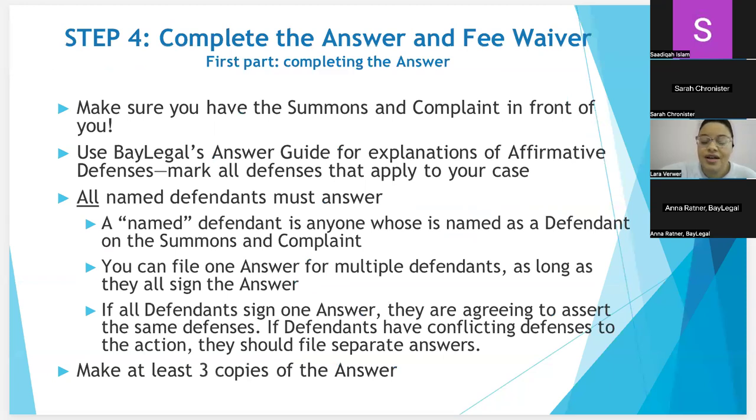Now, step 4, completing the answer and the fee waiver. So the first part, we'll go ahead and talk about completing the answer. Make sure the summons and complaint is next to you or in front of you when completing the answer, because we'll need to reference the complaint when completing the answer.